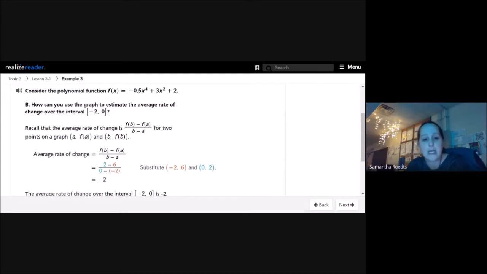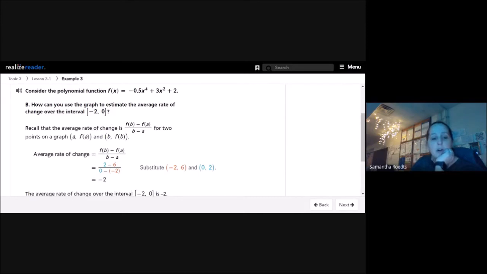So f of b is 2, f of a is 6, over 0 minus negative 2. I substituted in negative 2, 6, and 0, 2. So negative 2, 6 was a point that was on the graph, and 0, 2 was also a point that was on the graph.